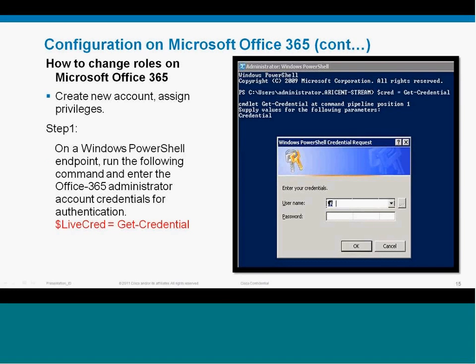How to change roles on Microsoft Office 365. Create a new account and assign privileges to it. Step 1. On the Microsoft Windows PowerShell endpoint, run the following command and enter the Office 365 administrator account credentials for authentication using the highlighted command.